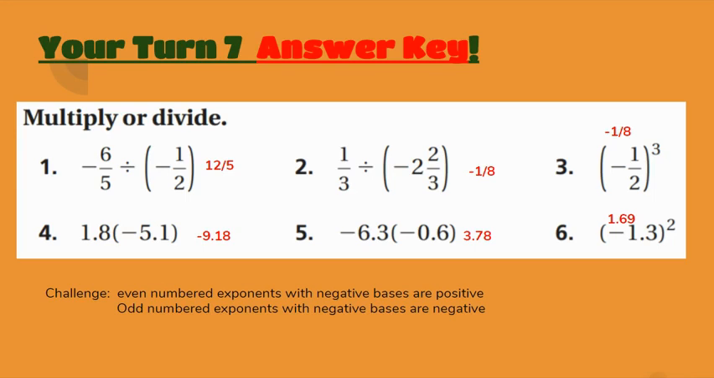And then the answers to our challenge, where the even-numbered exponents with negative bases are positive, and odd-numbered exponents with negative bases are negative. And then the answer to that question about the investor is average. It's not doing very well. So their average is equal to negative $111.20. He's losing on his stocks. The investor needs to change up his portfolio.